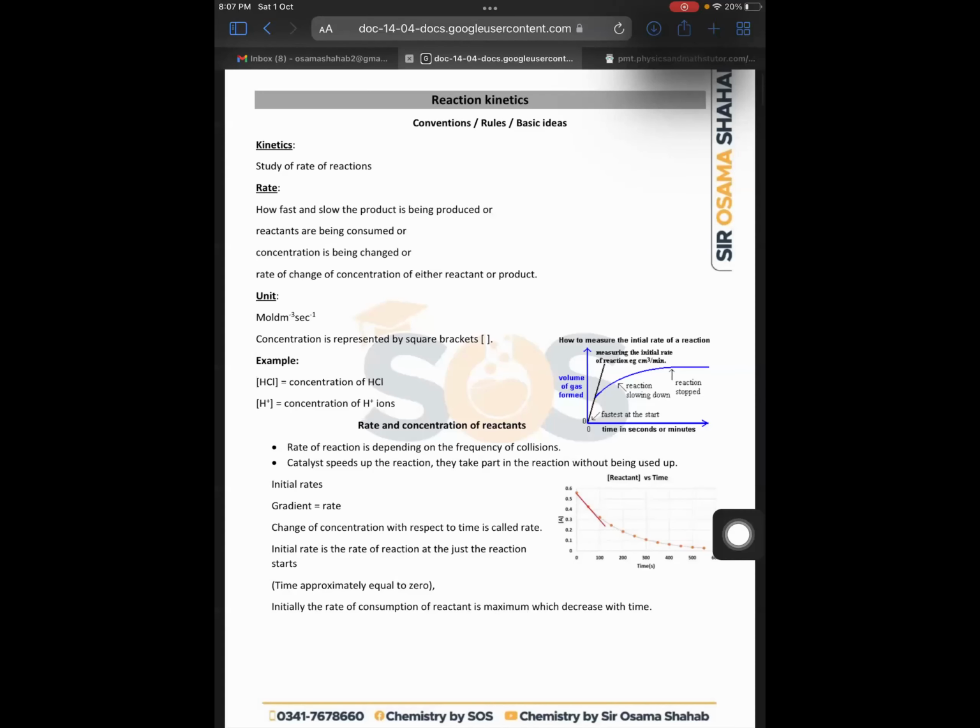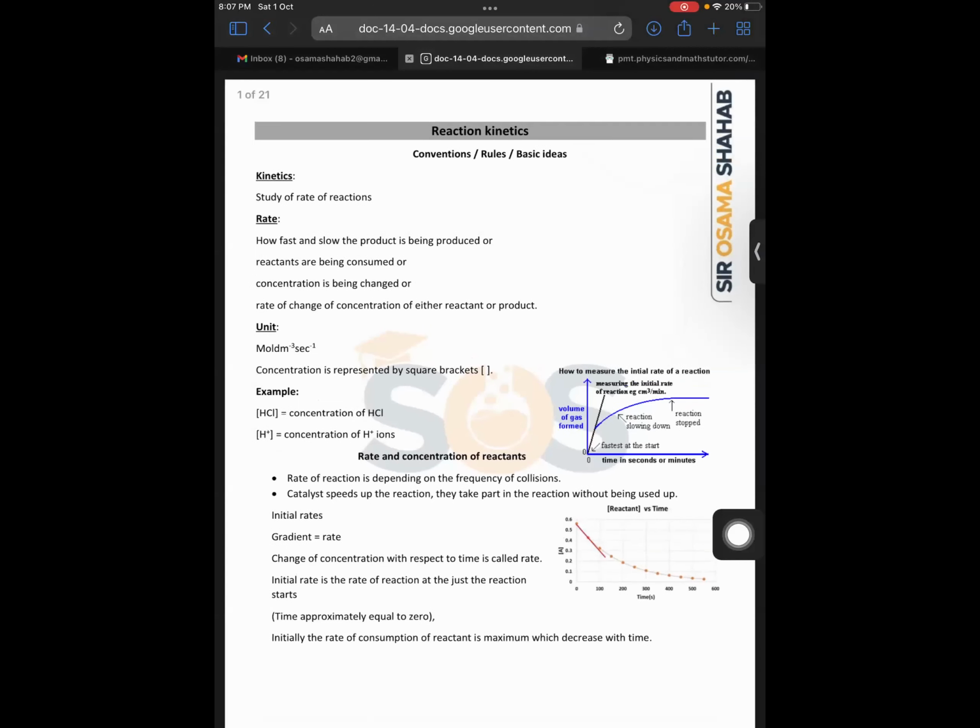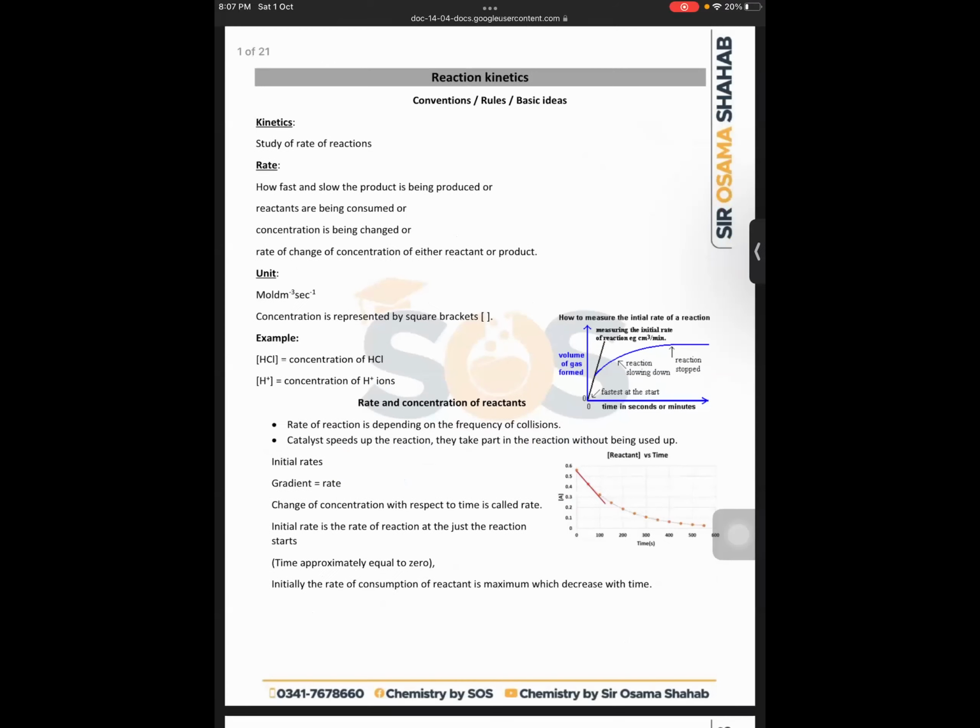Okay, so our new topic is kinetics. This is chapter number 2 that we are going to start, reaction kinetics, right? So what is kinetics, बच्चों? What is kinetics? ये kinetics क्या होता है?